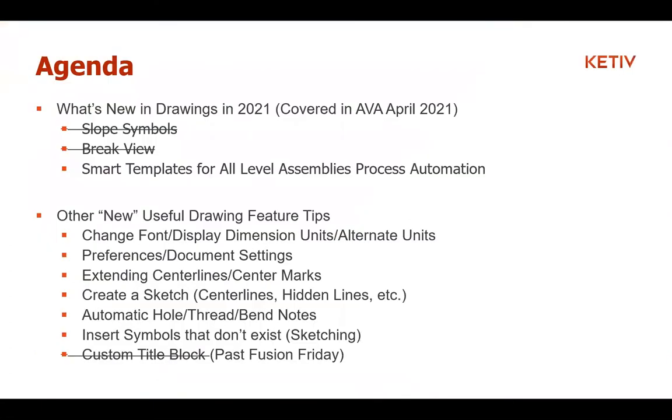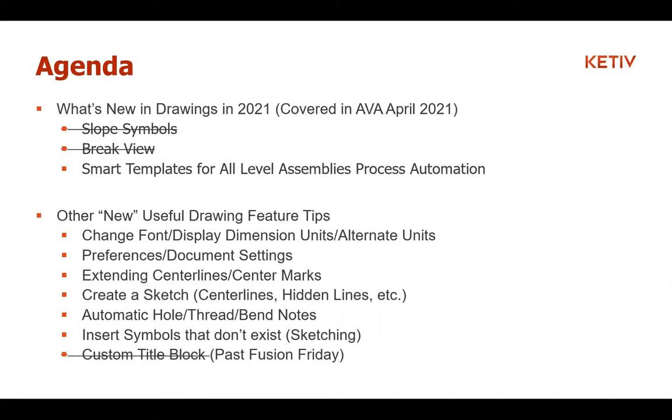I did a "what's new" session with Marty Deans from Autodesk in the April Autodesk Virtual Academy for Fridays, which I'm going to post in the chat room here. Go ahead and check that out. That one covers what's new, not only on drawings, but Marty covered manufacturing and I covered other aspects of Fusion from January to April of 2021. I am going to go over smart templates. You see how I crossed out slope symbols and break view there. You can check those out in that link I just sent out.